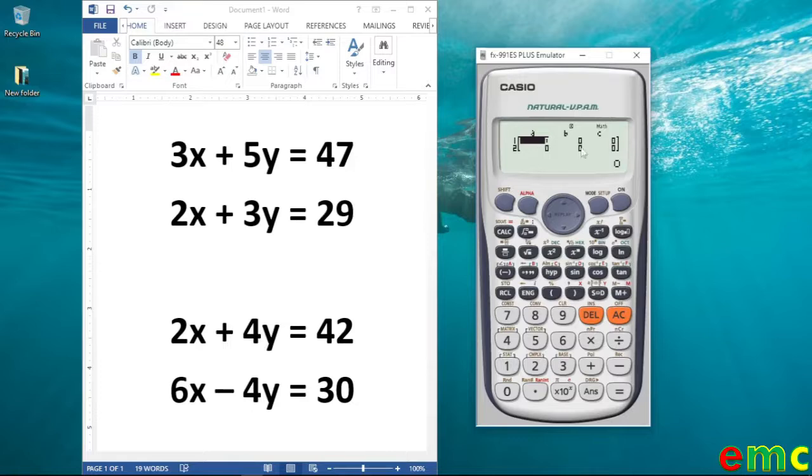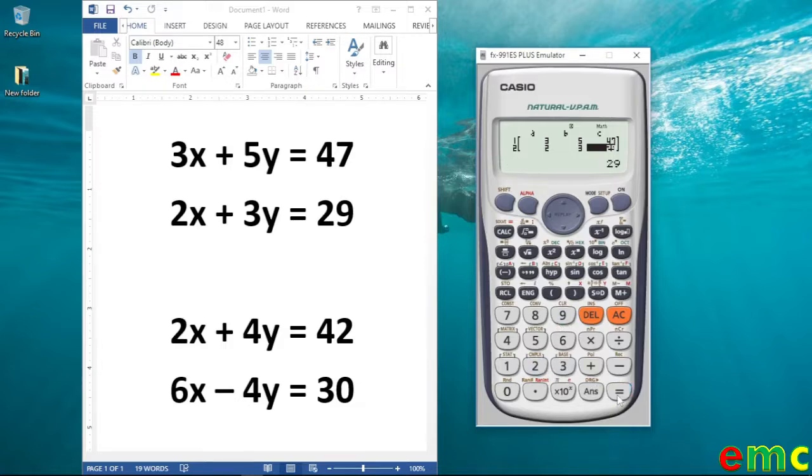So the calculator is giving us a matrix form to input our values, and we are just going to enter the values just as we have them in the equations. The first one is 3, you press 3, and to enter that, press equal to. The second one is 5, you press 5, and the constant term at the other side of the equation is 47. Then you enter it. The second equation, we have 2, we have 3, and we have 29.